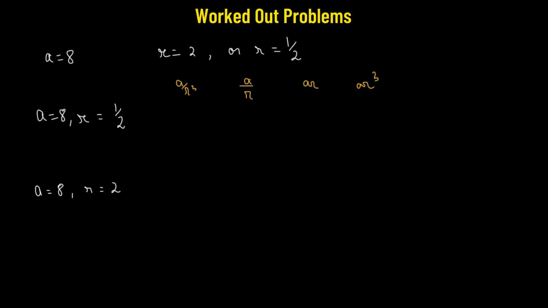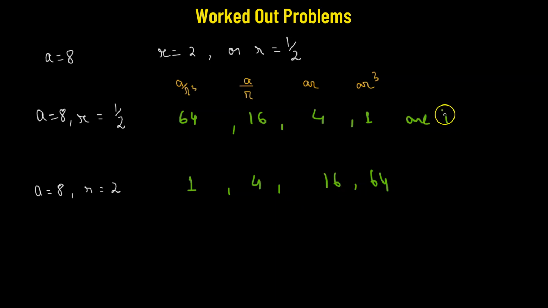Let's plug in the values. So 8 divided by (1/2)³. (1/2)³ is 1/8, so this is going to be 64. Then we have 8 divided by 1/2. So that will be 16. 8 times r, that means 8 multiplied by 1/2 will be 4, and ar³ will be 8 times (1/2)³, which is 1. So this is going to be 1, followed by 4, and then we have 16 and 64. So these are the two geometric progressions.